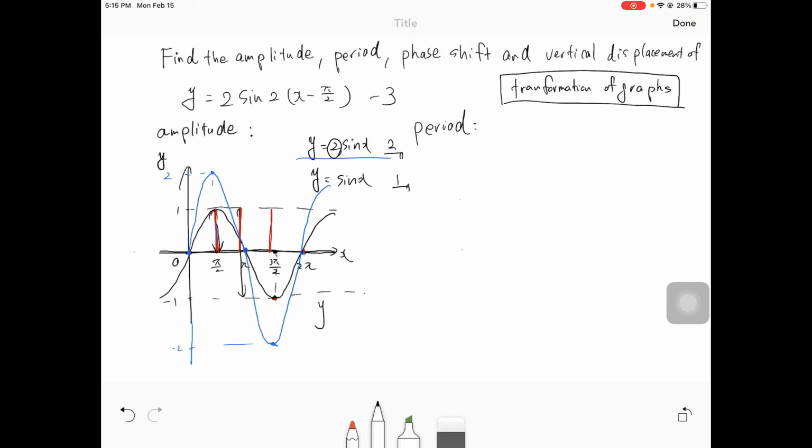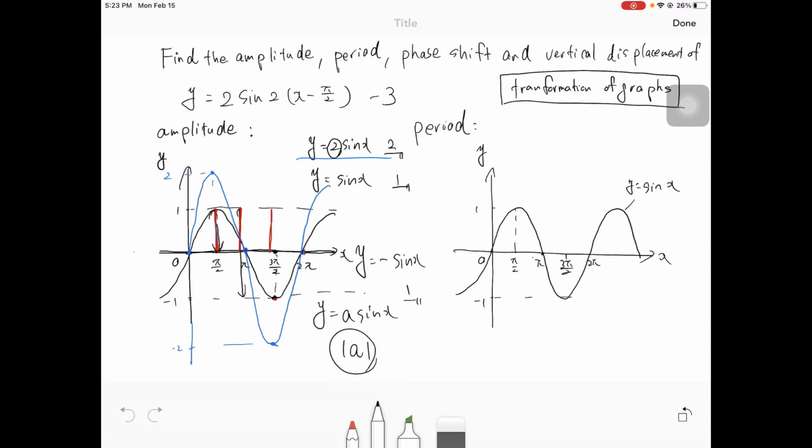So if the function is y equals a sine x, amplitude is going to be the absolute value of a, because it shows the length. So even if it's y equals negative sine x, it's going to be 1. So it's the absolute value of a. So in this question, it's here. So amplitude is 2 in this question. Okay.